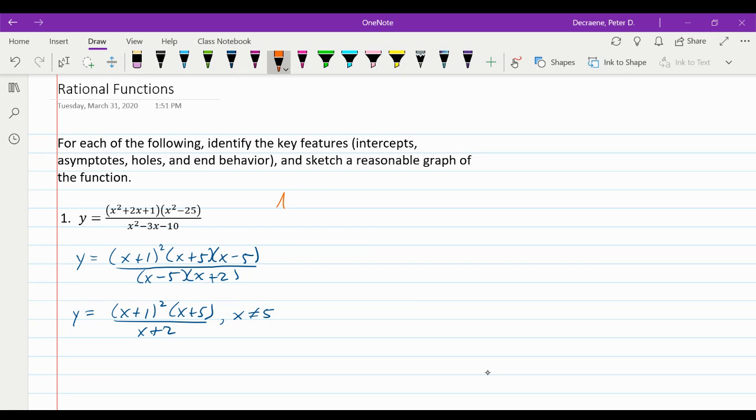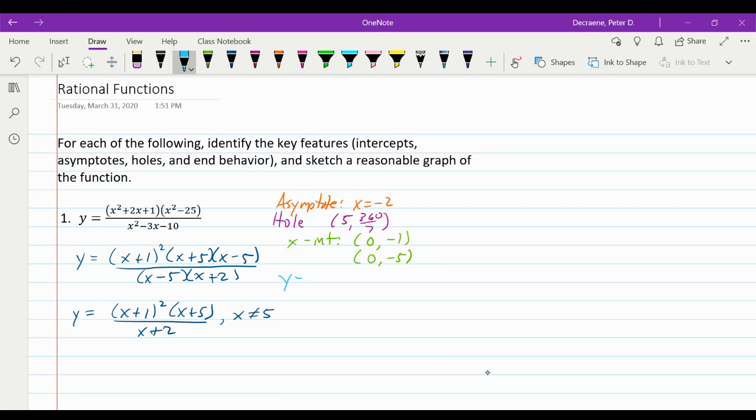I have an asymptote at x equals -2. I'm going to have a hole at, let's see, (5, ...), and if I plug 5 into here, I'm going to get 36 times 25 divided by 7. No, 36 times 10 divided by 7 is 360 over 7. I'm going to have an x-intercept at (0, -1) and (0, -5), because that's what makes the numerator 0.